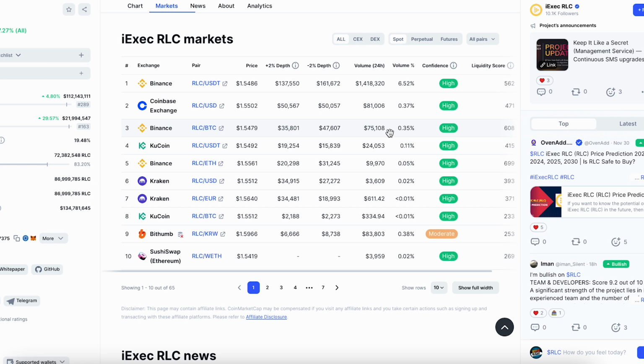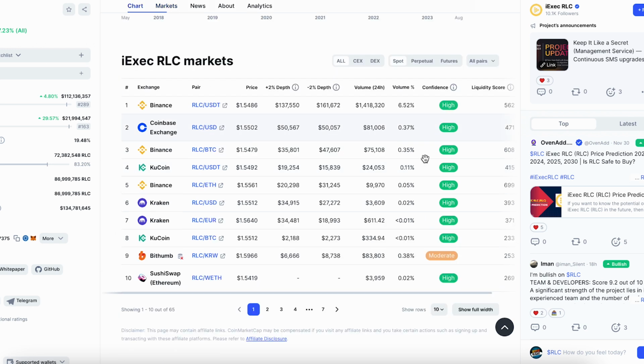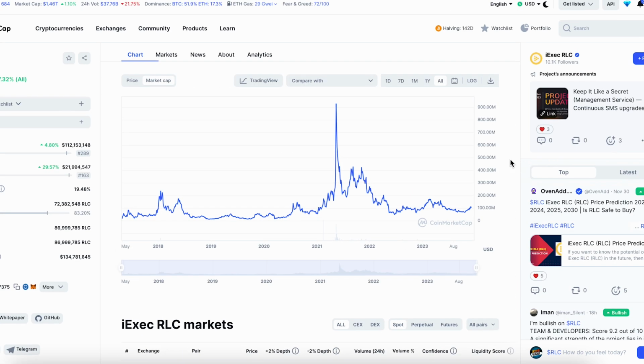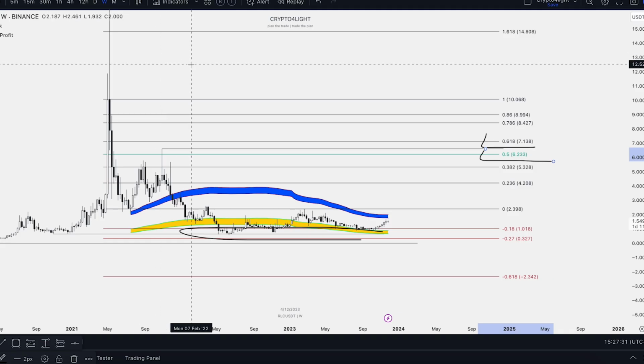So basically, the volume is good, almost 1.4 million trading volume in 24 hours is good. This is across all exchanges that trade this coin. So guys, build your own plan and follow your plan.